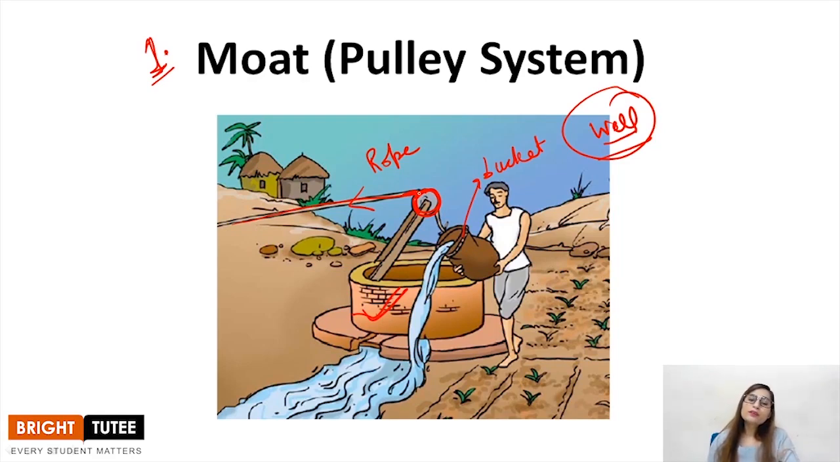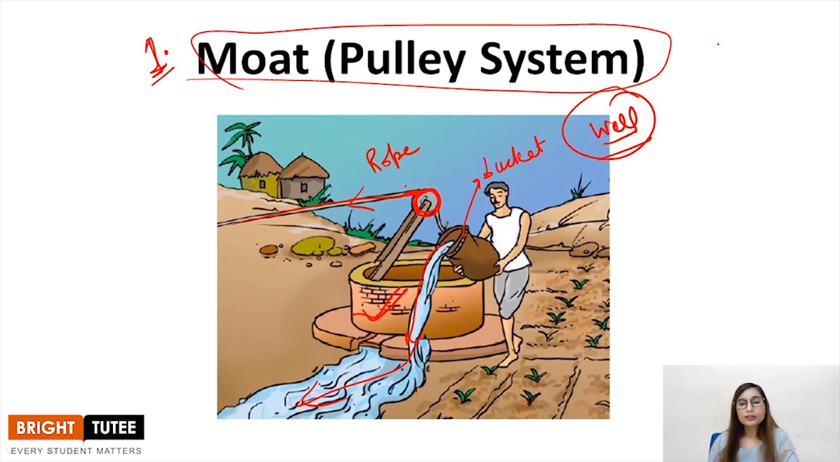So with the help of a pulley and a rope, the bucket is pulled out and water is utilized for irrigation, right? This is a simple system, water being obtained from a well, and the only new thing introduced was a pulley, right? This is the pulley. A pulley is basically a wheel kind of a thing which rotates with the rope, right?